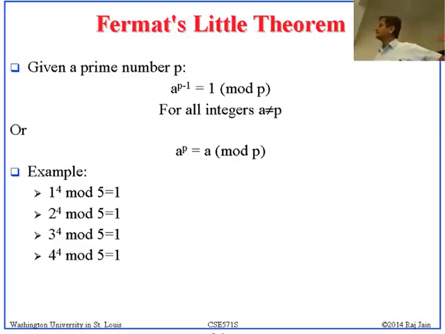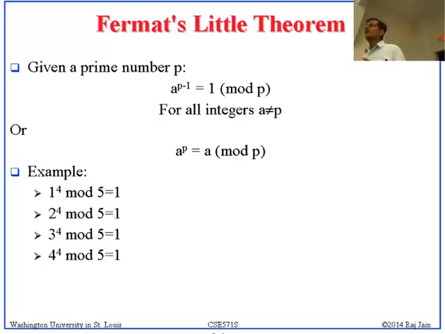So let's see. 5 is a prime. Right? If 5 is a prime, then 1 raised to 4, P minus 1, mod 5, how much does it come out? 1 mod 5 is 1. So that's given. What about 2 raised to 4 mod 5? How much is 2 raised to 4? Anybody? 16. 16 mod 5 is 1.